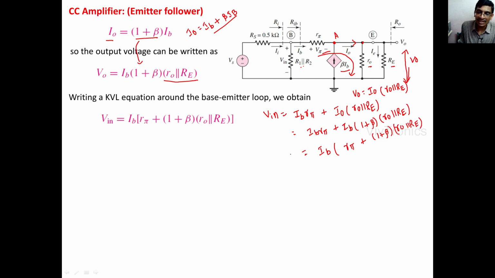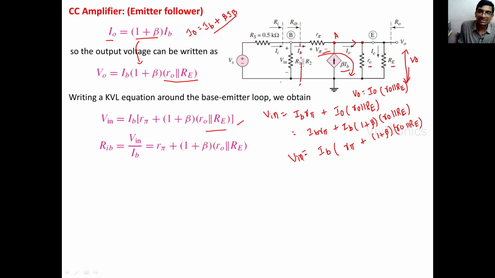Okay, that is the input voltage equation, which was written here. VIN is equal to IB into R pi plus 1 plus beta into R naught parallel RE. That is the input side KVL equation. Here we find the input resistance of the amplifier section alone, that is the ratio of input voltage to the input current.